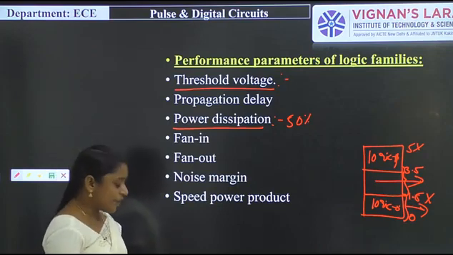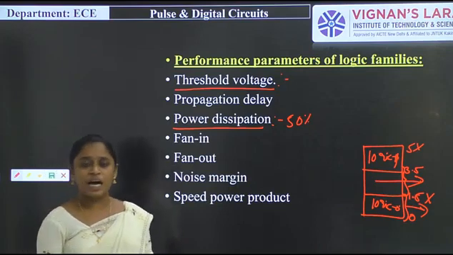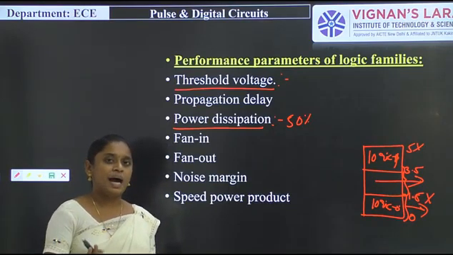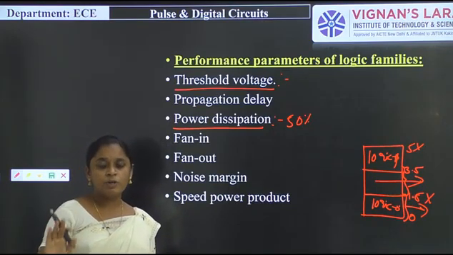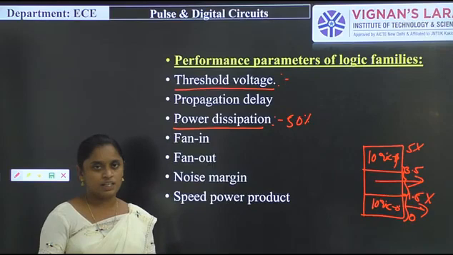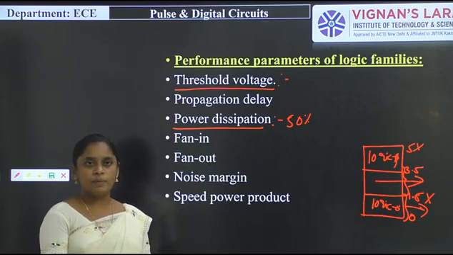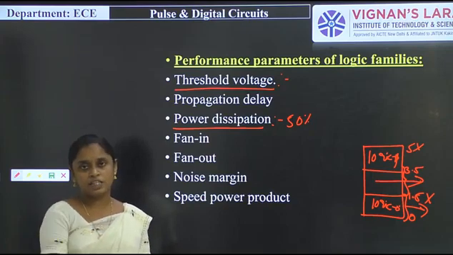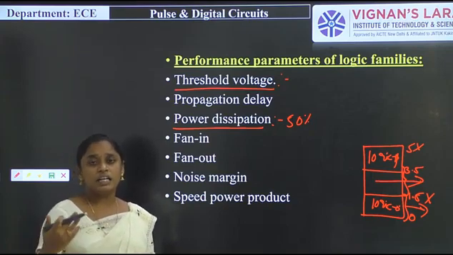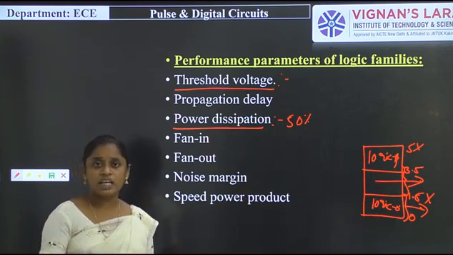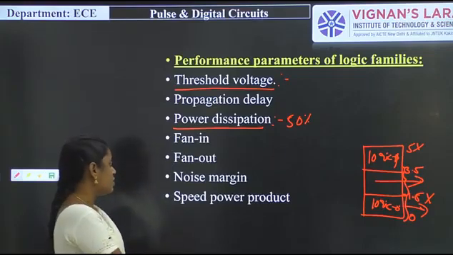And for fan-in, I think all of you know about fan-in. Fan-in is nothing but the maximum number of inputs connected to any logic gate. What is the maximum number of inputs connected to the logic gate without affecting the output condition, or the condition of this particular logic gate or logic family? That is known as fan-in.